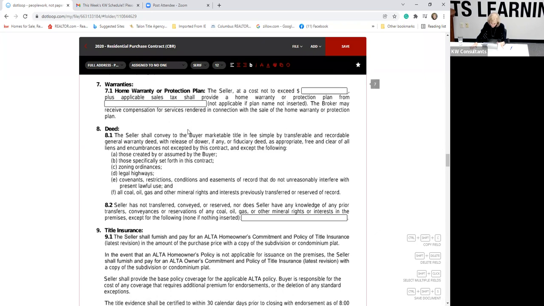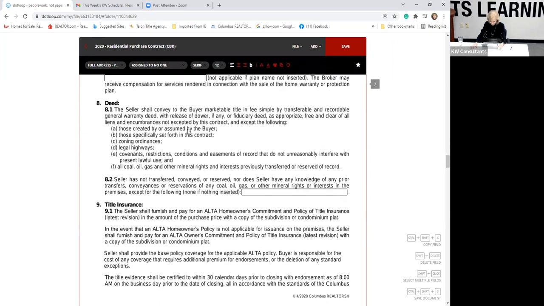Number 8, they have to give a general warranty. It can be a fiduciary deed. A fiduciary deed would be like if a property is in a trust or something like that. But anyway, just see what the buyer wants.